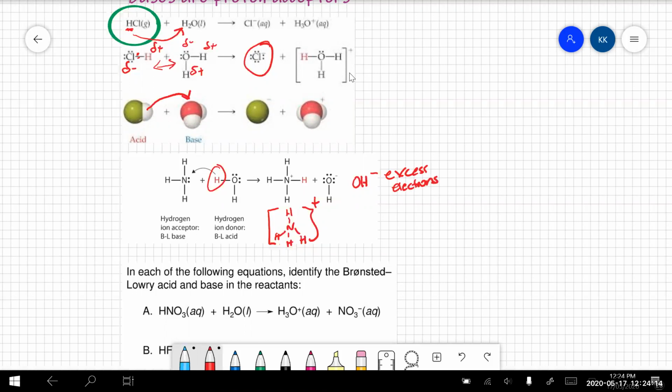If you count up all the protons and all the electrons in a hydroxide ion, you'll find that there's an extra electron, and this one has not enough electrons. So this one here is electron deficient.